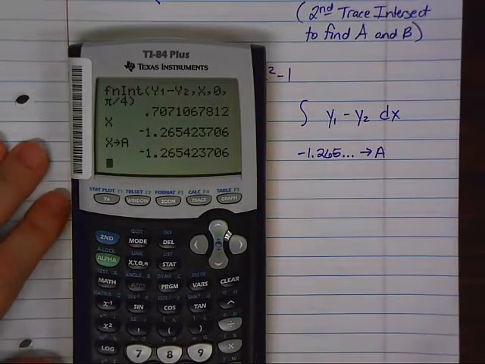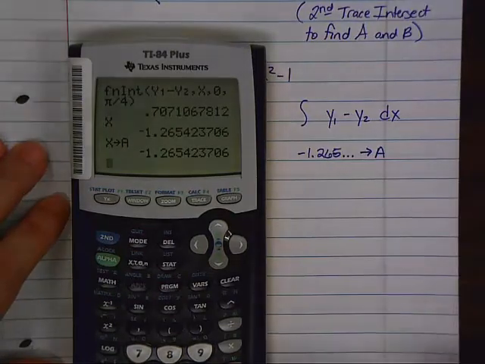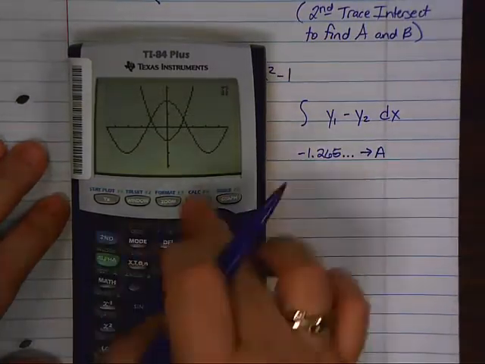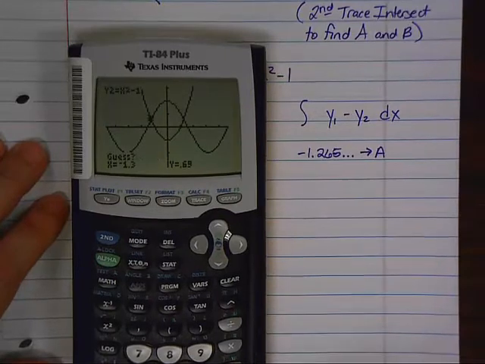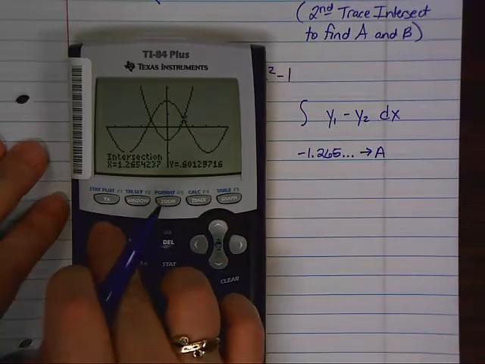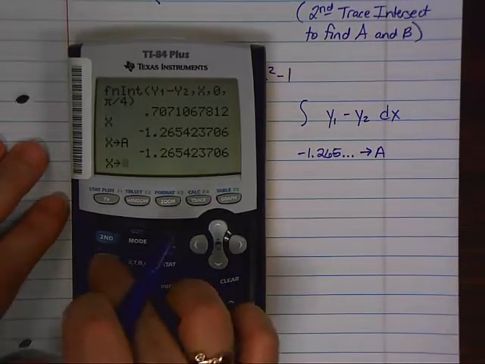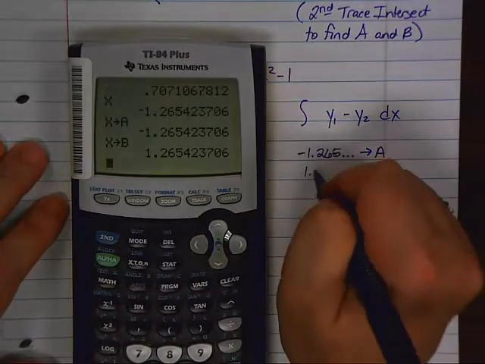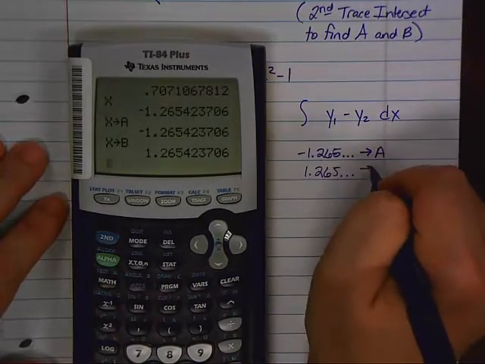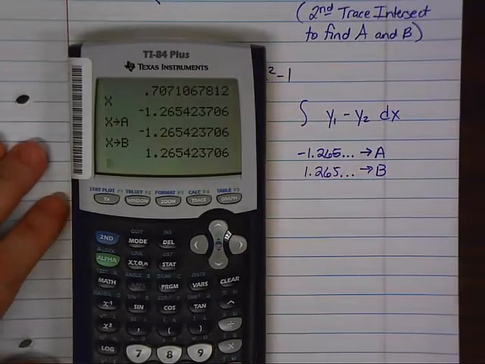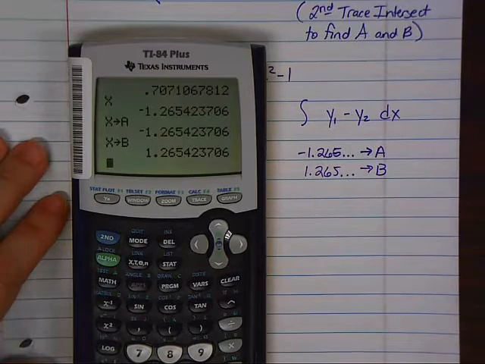Okay? Now do the same thing for the right-hand intersect and store it for B. Okay? So you go ahead and do that right now. Go back to the graph. Second trace intersect. Enter, enter. Looks like it's about 1. Go back to the regular screen. Type in the X. Store alpha B. And write it down. 1.265 dot dot dot. Arrow B. Are you following me? I know I'm going quickly. I'm trying to get done before the bell.